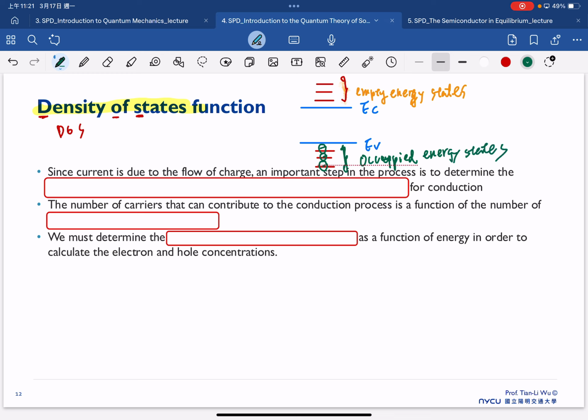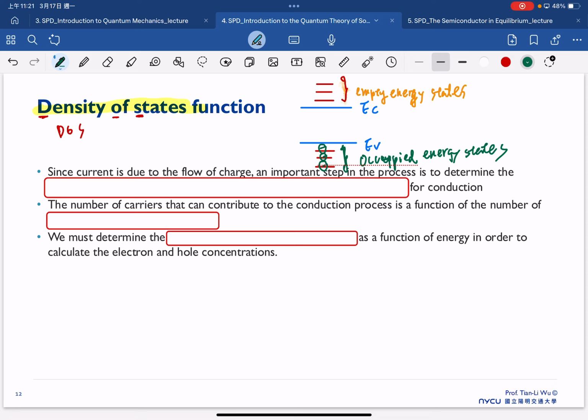So this is the moment when we first discuss state. State, just like you can imagine, is an empty seat. In the classroom, we have an empty seat here. It's an empty state. We have a seat that has somebody sitting in. That's an occupied state. So that's what we call the state.